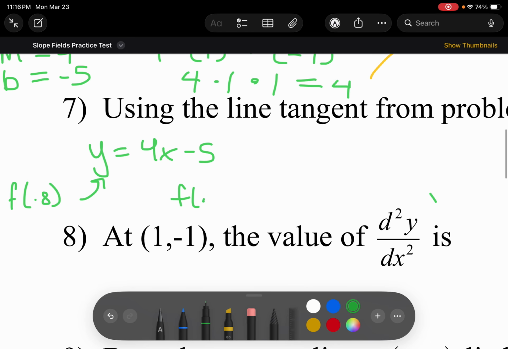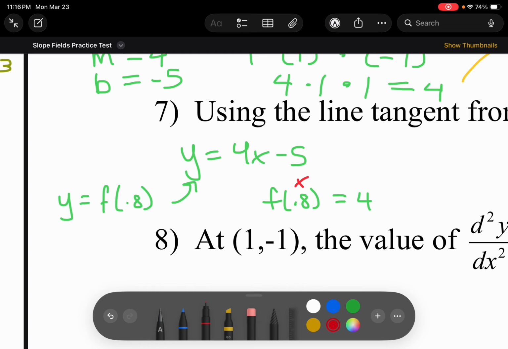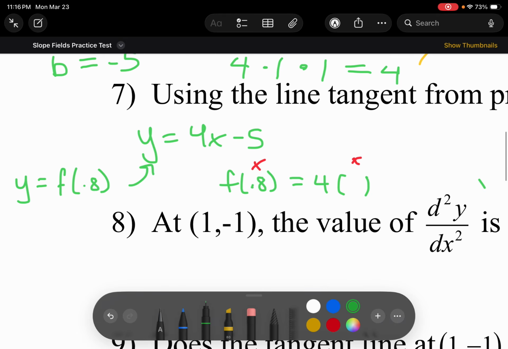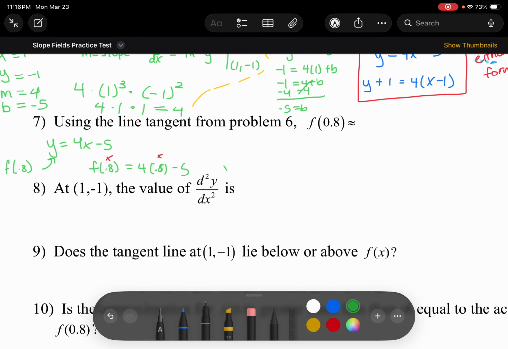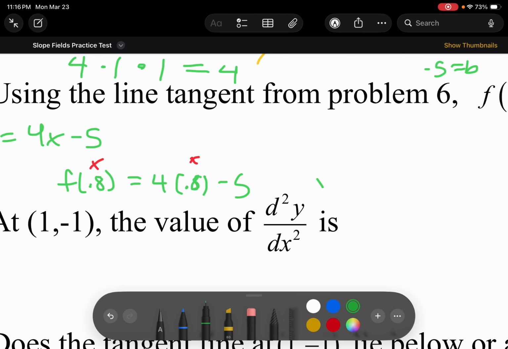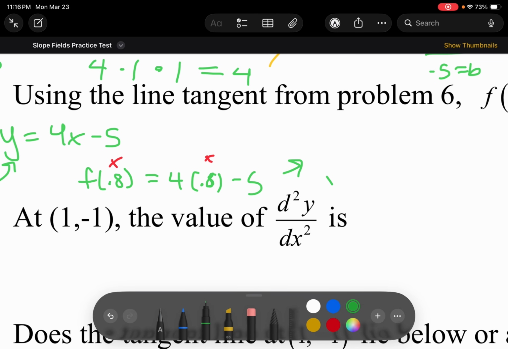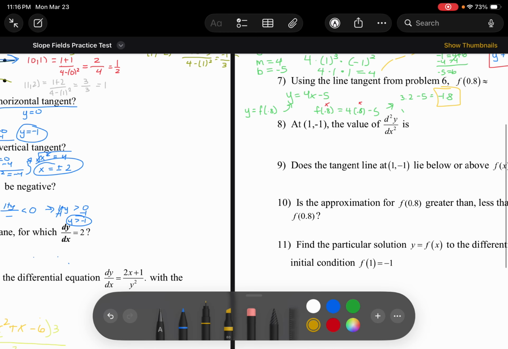So it's f of 0.8 equals 4. Since this is an f of x, you're going to replace that with x, which is 0.8, minus 5. And then what is 4 times 0.8 minus 5? 4 times 0.8 is 3.2 minus 5, which is just negative 1.8. And there you go. That concludes question 7.